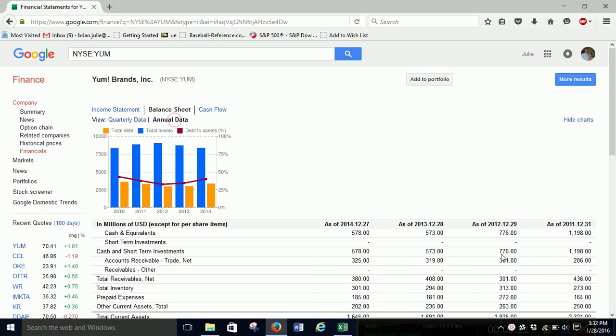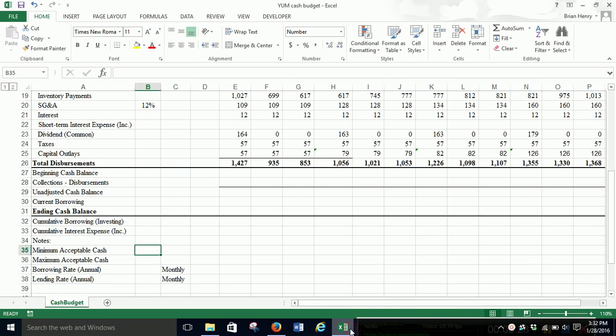If you go to annual data, it goes as high as $1.2 billion on hand. And so we can make a safe assumption that they're going to hold at least $500 million at a given time, and maybe as much as, say, $1.5 billion. And then these will be our anchors for when we need to raise cash or when we need to reduce the amount of cash on hand by investing short term.